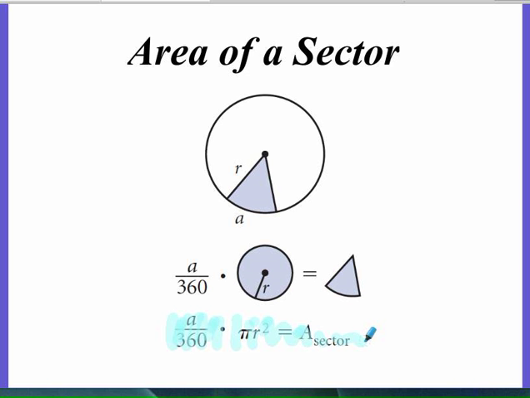What about the pi r squared? Where did that come from? Area of a circle. So basically we're figuring out what fraction of the circle times the total area.